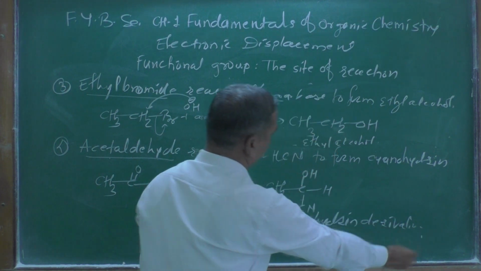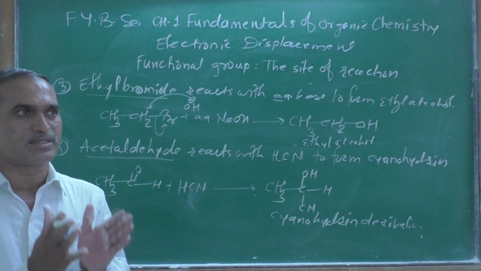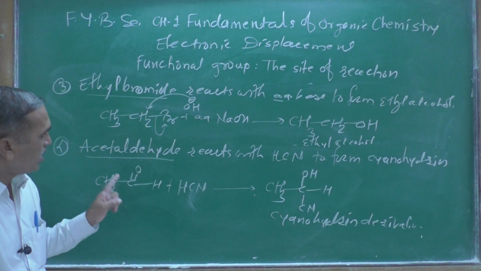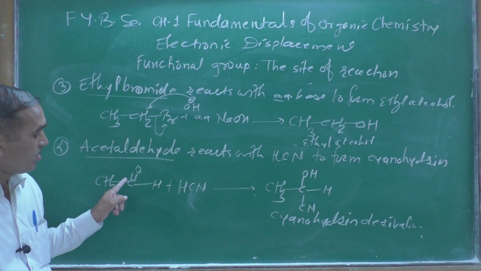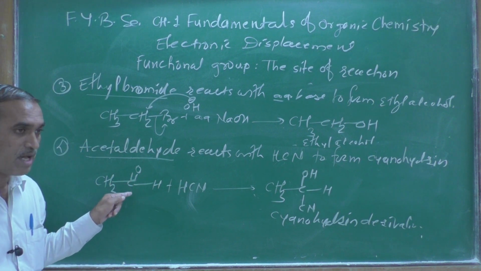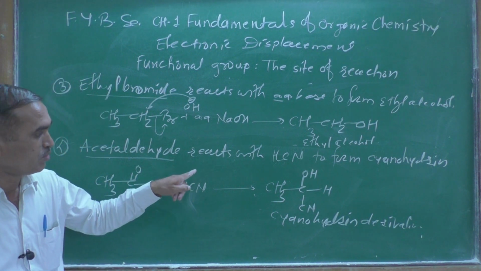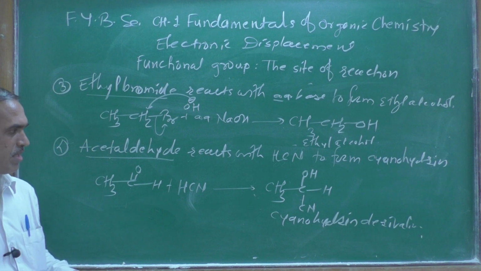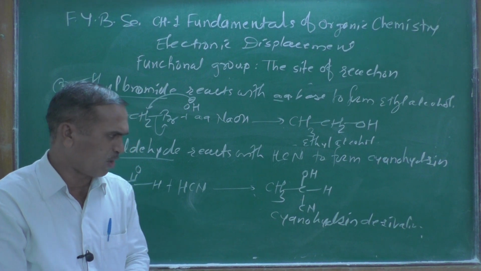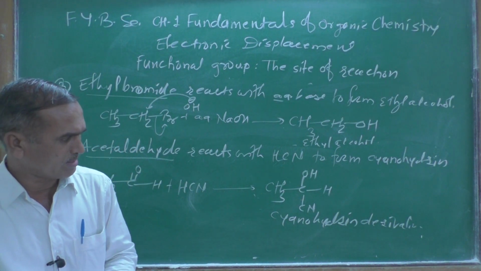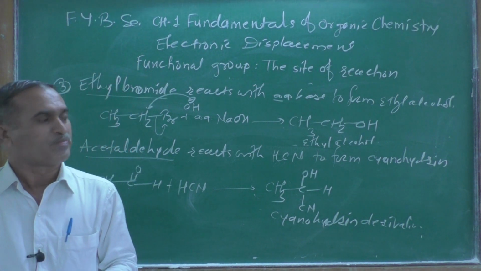Cyanohydrin derivatives, right? Now these are the four simplest examples I have taken. Look here, this carbon atom is a carbonyl carbon atom. This carbonyl carbon atom is electrophilic in nature, and therefore the nucleophile attacks that carbon atom rather than the methyl group, and the resulting product is a cyanohydrin derivative. Got it?